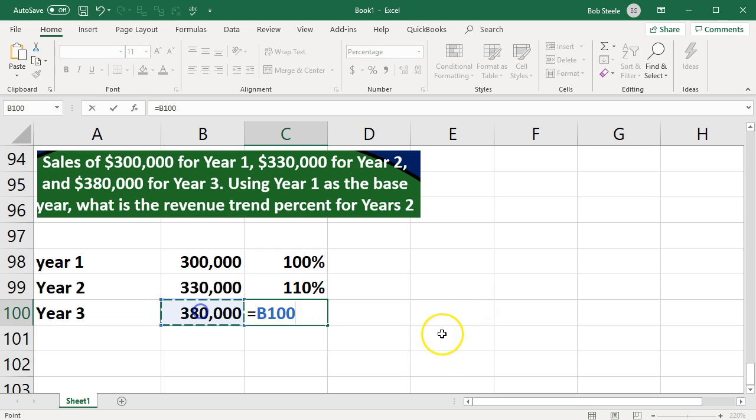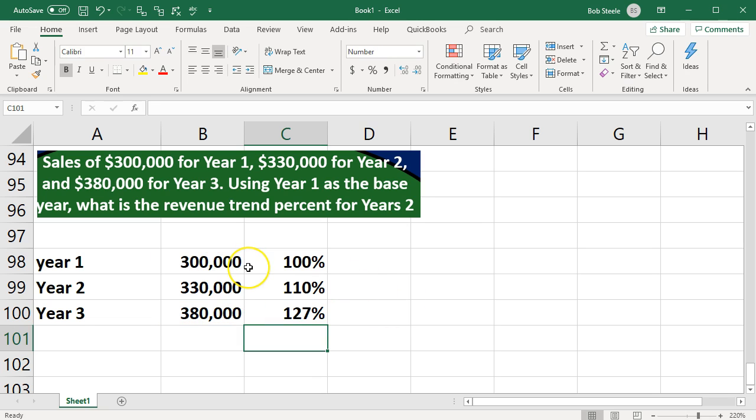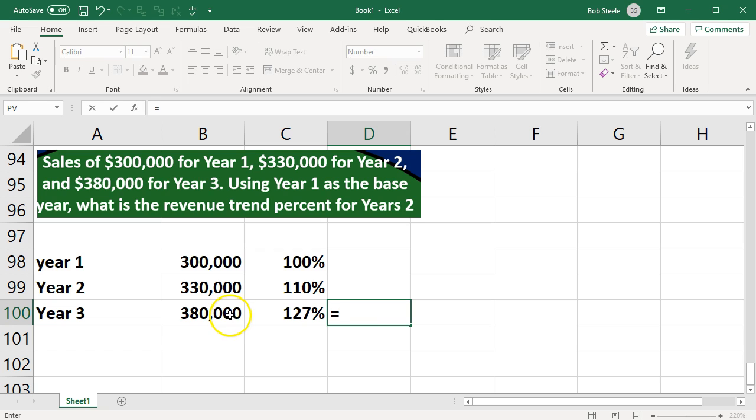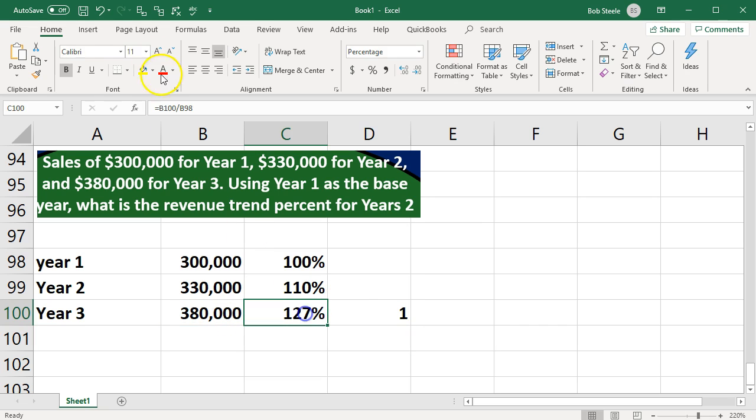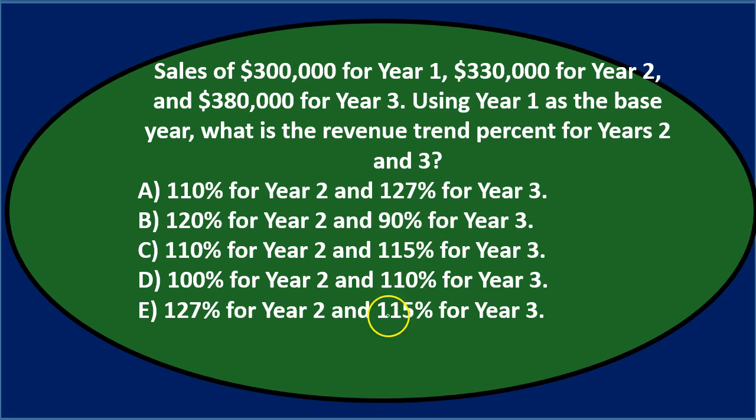So we're going to take the 380,000 over the year 1 number to get that nice smooth trend based on the 1 year, as opposed to what they'll probably have in one of the answers, which is the 380 over the prior year. That's what we're tempted to do. And you would get something like that. And so 115 is probably one of our answers because that's wrong. But what we're looking for is the 110 and the 127. So we're looking for the 110 and the 127.